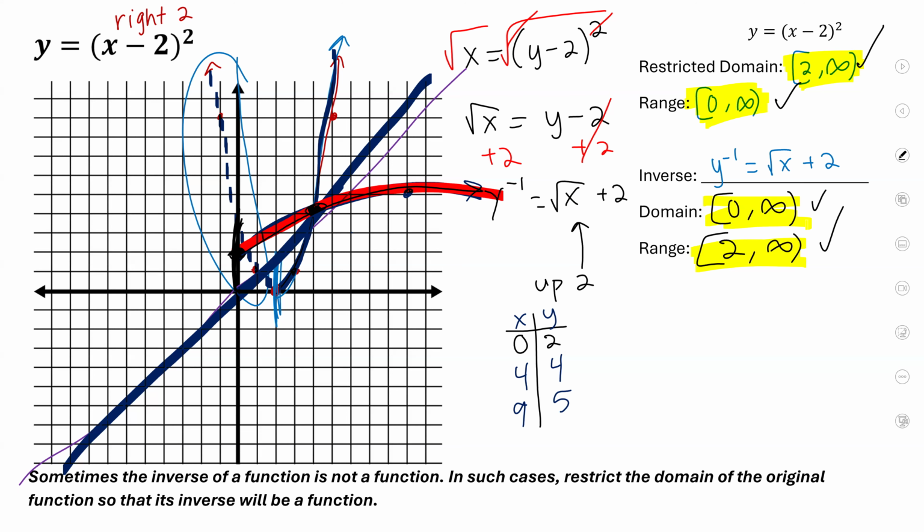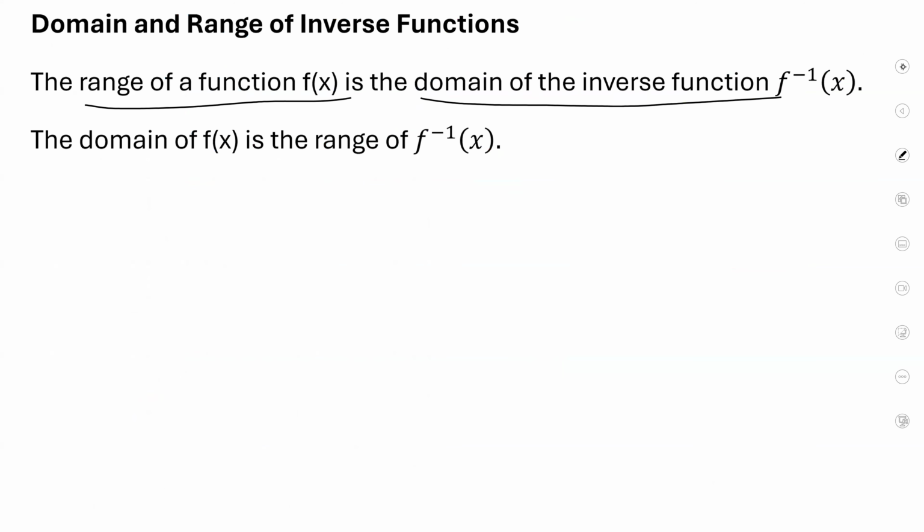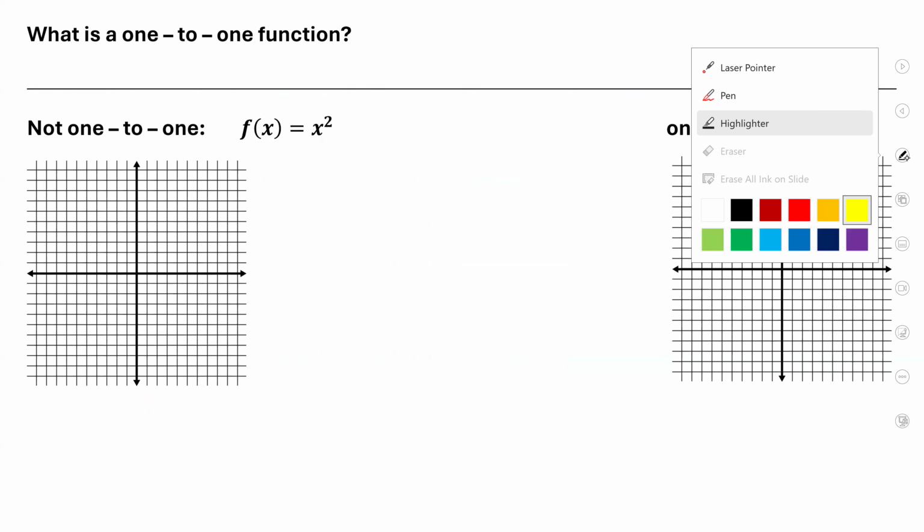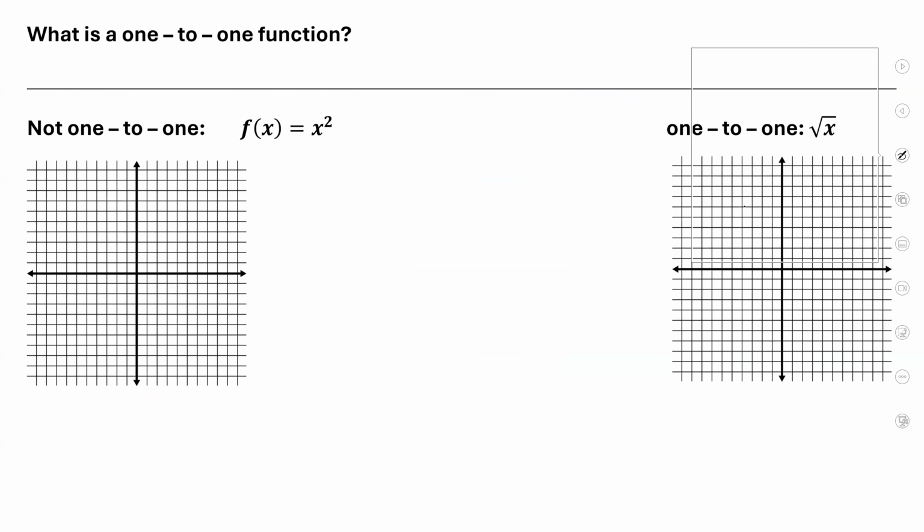Okay, they just switch. All right, so guys, let's talk about one-to-one functions. A one-to-one function is a function. I'm just going to give you the simplest definition that passes the horizontal line test.